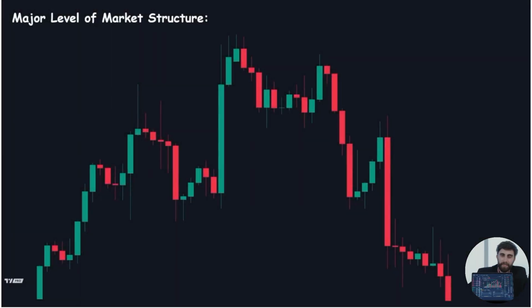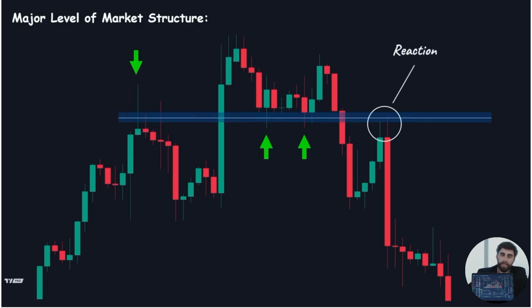Major levels of market structure. A major level of structure is a zone where 3 conditions are met. It has been rejected multiple times, acted as both support and resistance, and has been recently respected. When these conditions align, we identify it as a major level of structure capable of producing strong market reactions. The more these criteria are met, the higher the probability that the price will reject this level again.